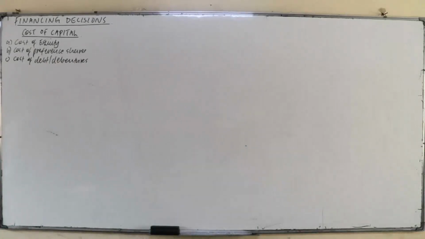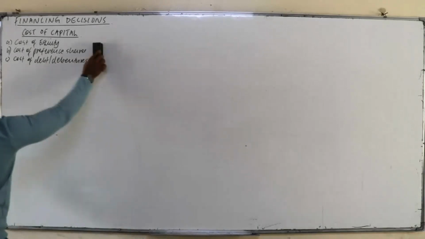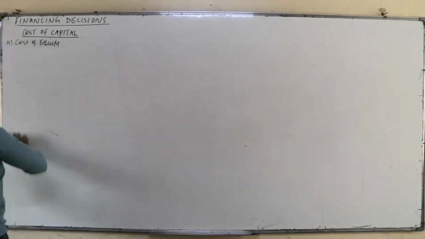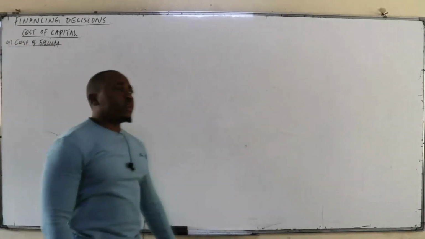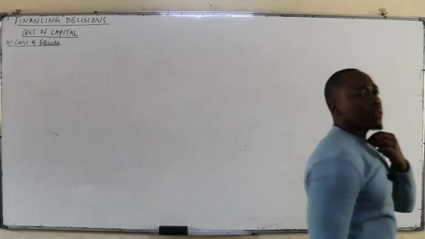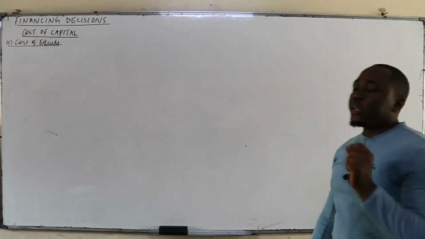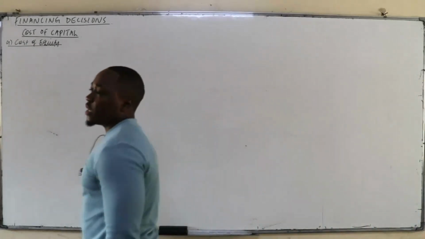Cost of equity is the required rate of return by the ordinary shareholders. Cost of equity is classified into two.